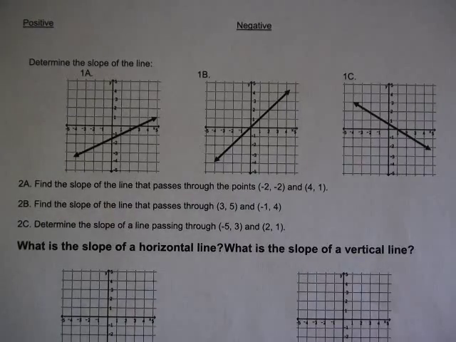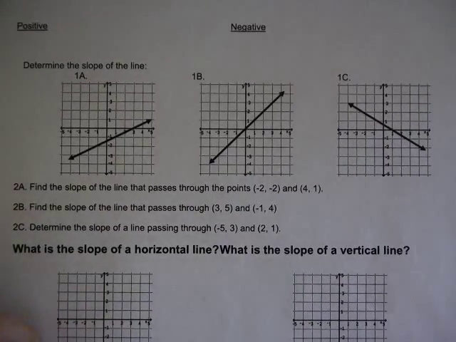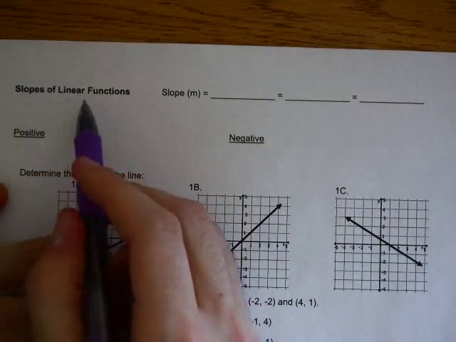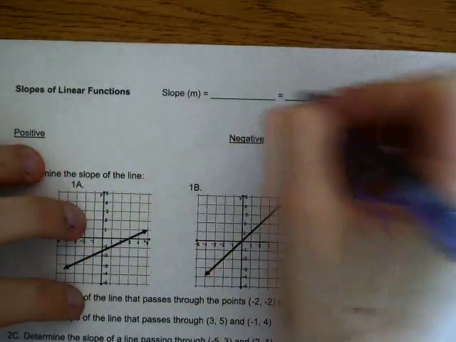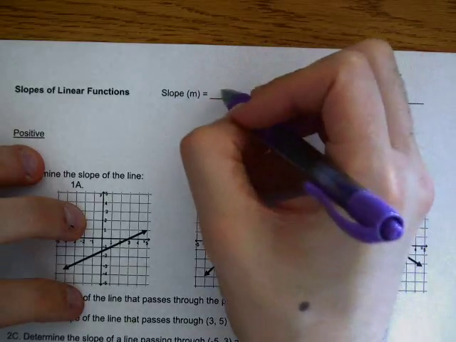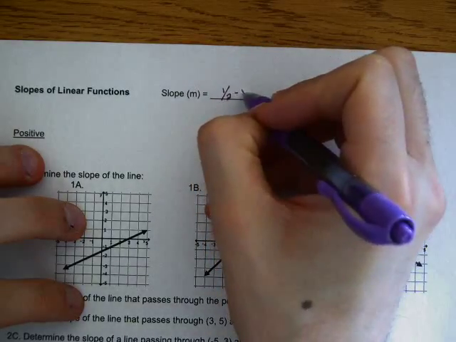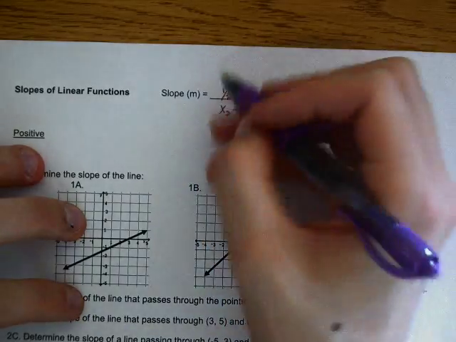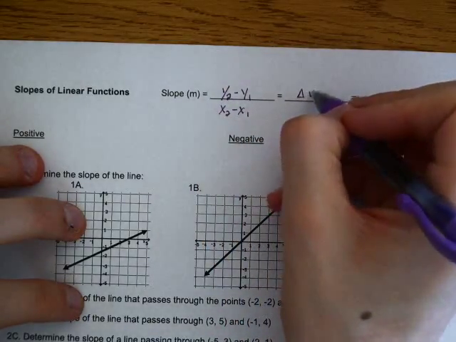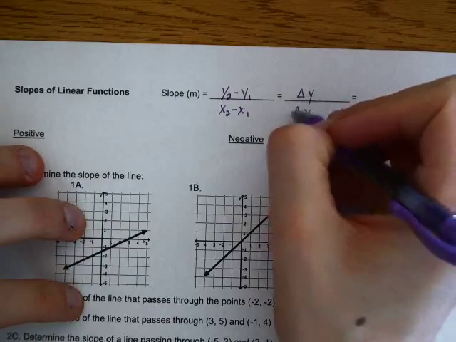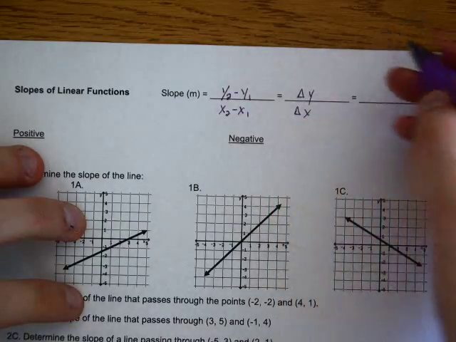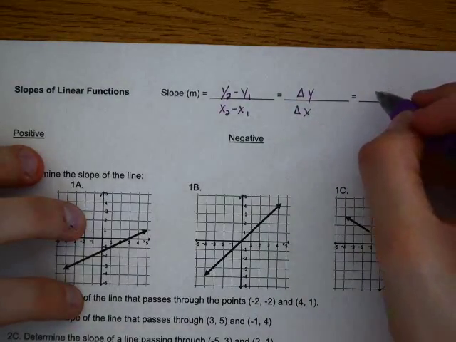All right, again, facing the challenge of slope of a line. So, slopes of linear functions. We've already talked a little bit about how this formula works. It's going to be y2 minus y1 over x2 minus x1. All it is, is the change in y over the change in x. This triangle here represents the Greek letter delta, which represents change.